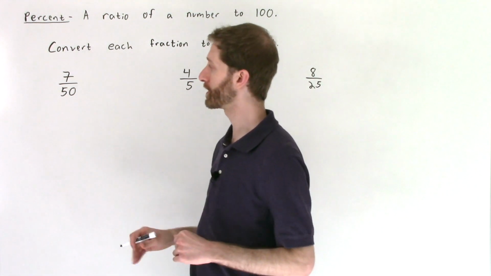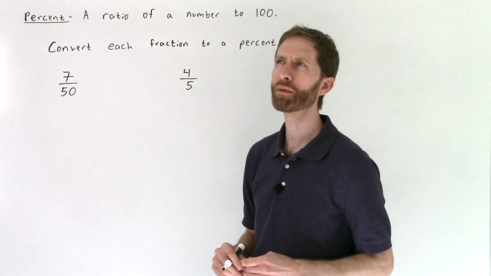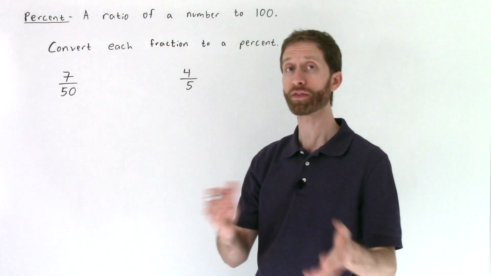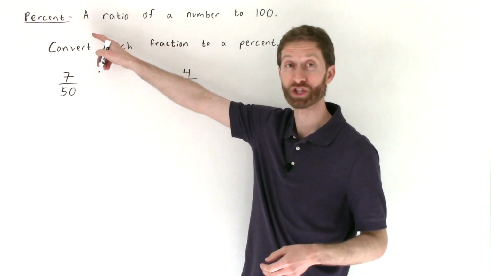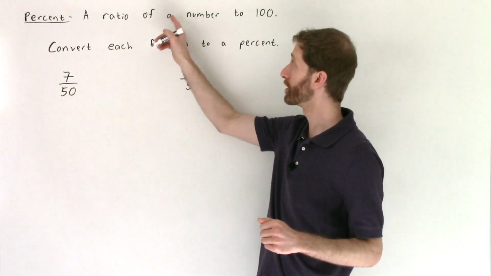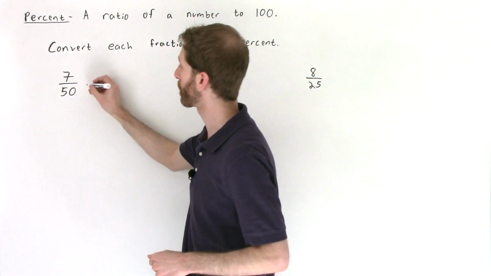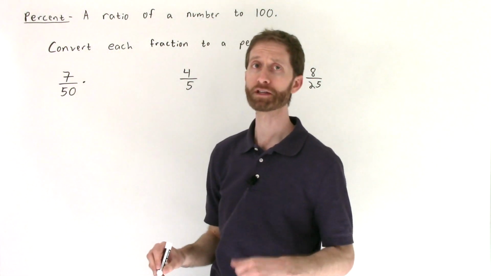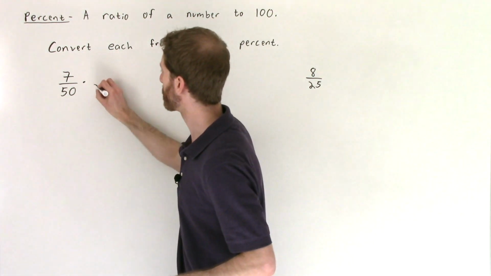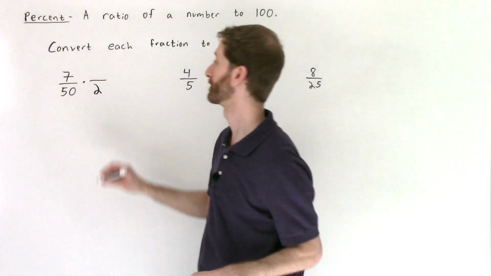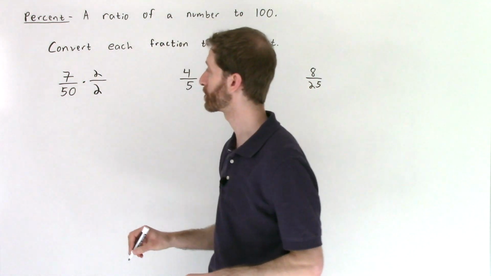With 7/50ths, I look at that and say, well, I could get that fraction to be out of 100. And again, we want the fraction to be out of 100 because a percent is a ratio of a number to 100, right? So I could get this fraction to be out of 100 if I multiply 50 by 2. So I'll multiply the denominator by 2, but then I also must multiply the numerator by the same number so that we don't change the ratio.